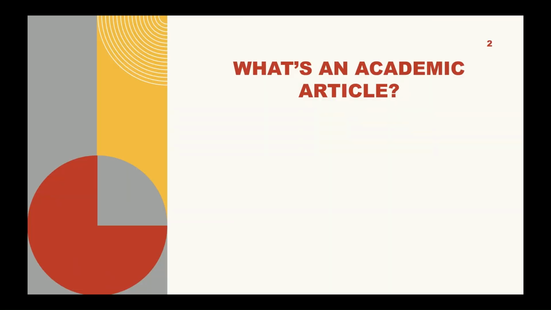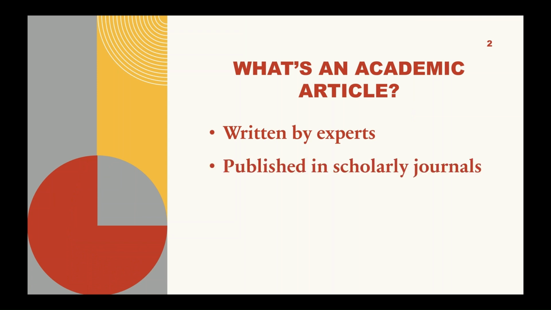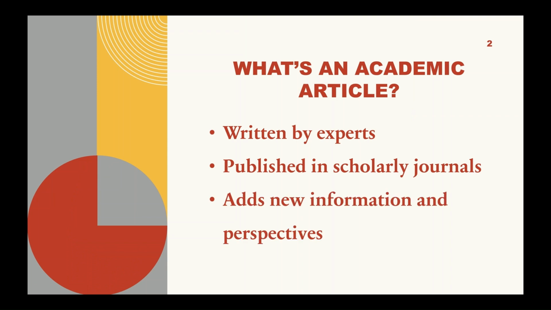First, what exactly is an academic article? It's a document written by experts in a field and typically published in scholarly journals. Their purpose is to add new information and perspectives to academic conversations. They can also be called scholarly or peer-reviewed articles. This means that other experts have evaluated it before it was published.